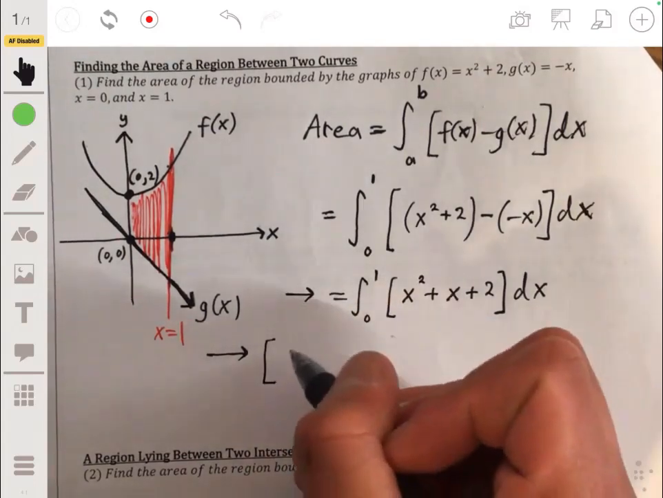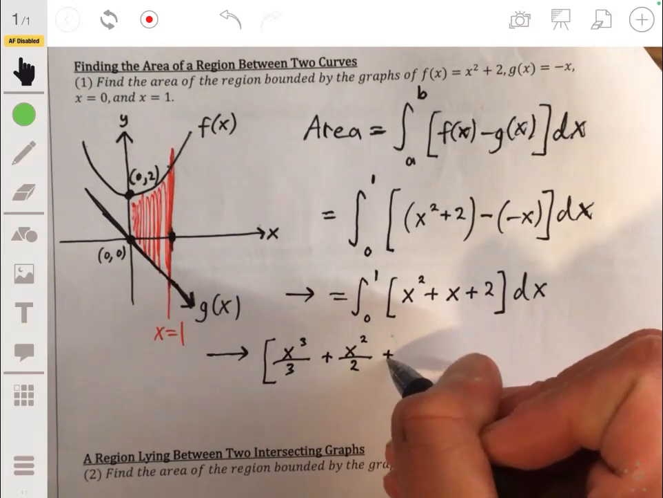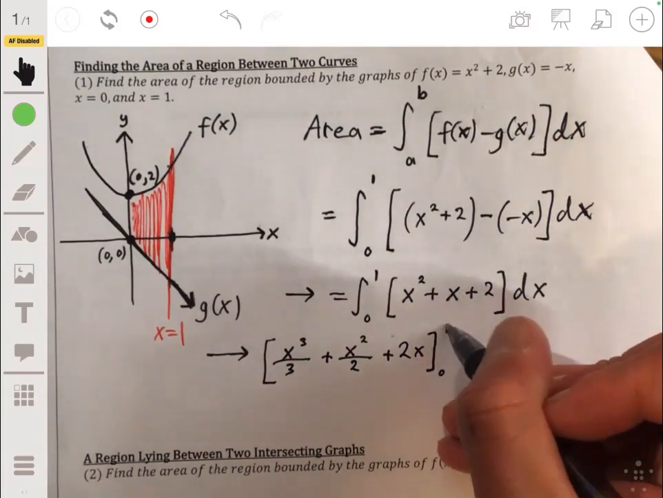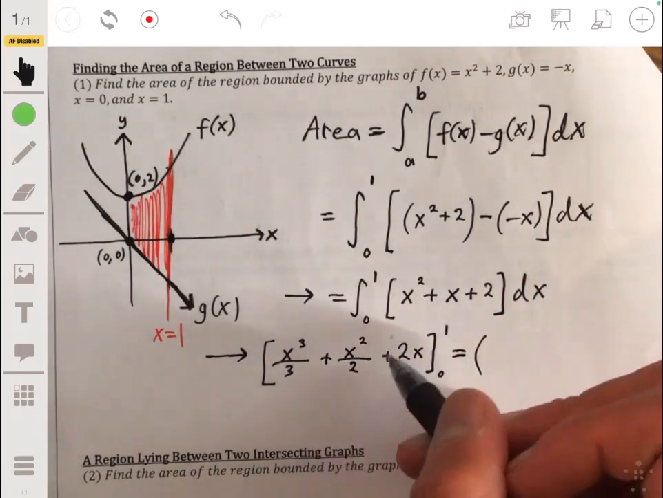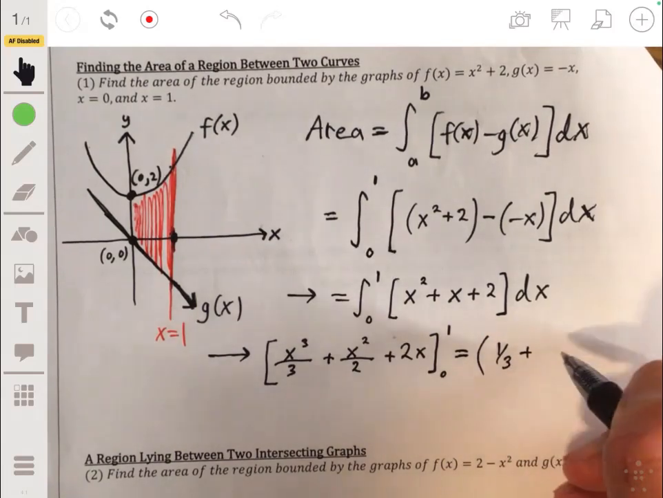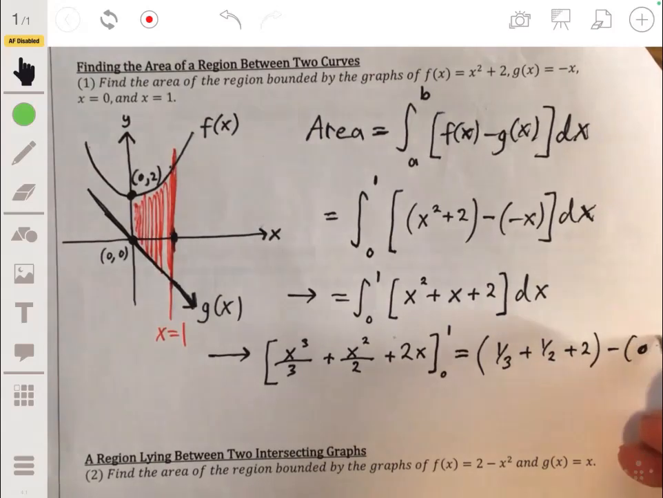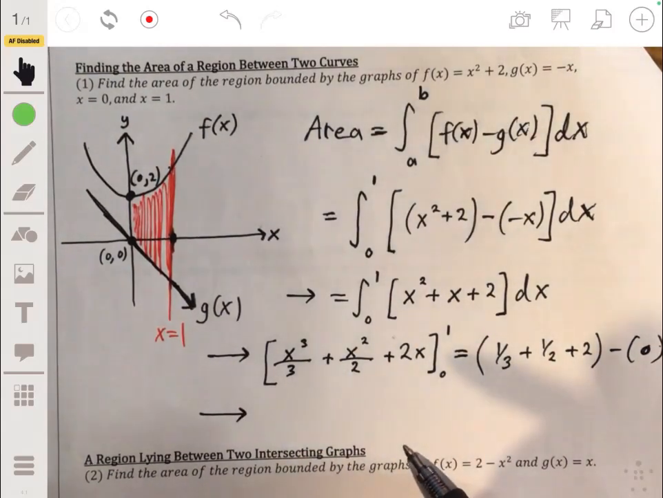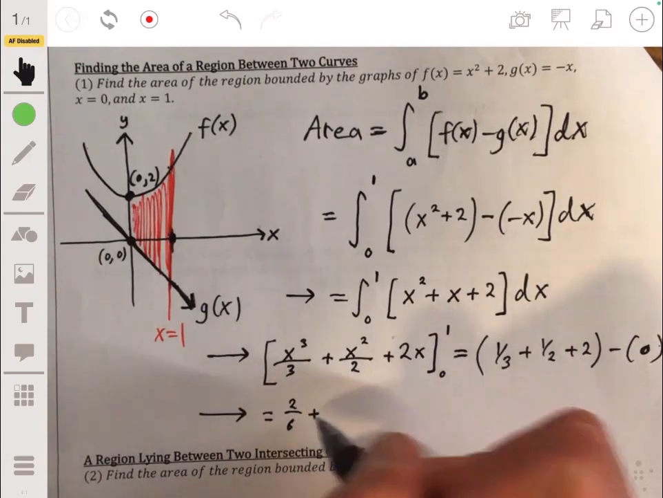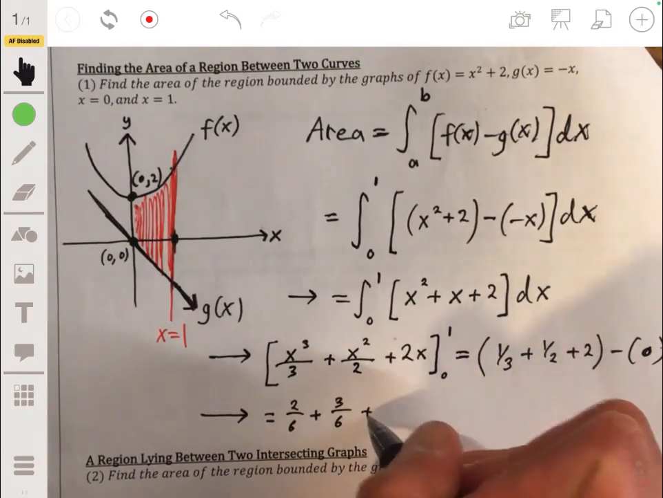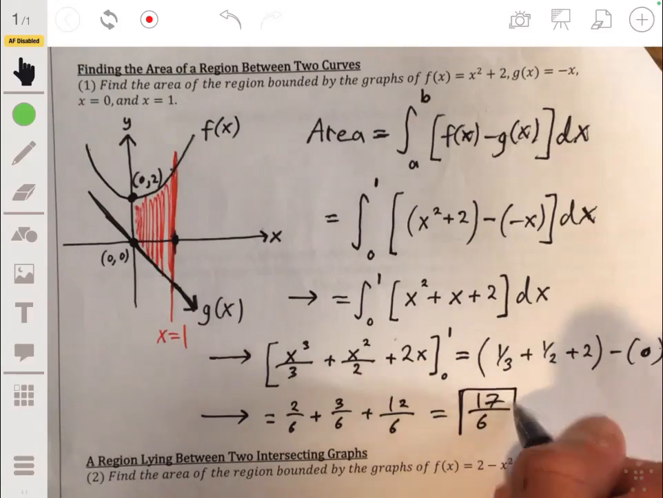So integrating, we will get x cubed over 3 plus x squared over 2 plus 2x from 0 to 1. And so calculating this, plugging in 1, we'll get 1/3 plus 1/2 plus 2, minus, if you plug in 0 into this, you'll just get 0. So these being all over 6 will be 2/6 plus 3/6 plus 12/6, which would be 17/6. That'll be your exact answer for that area.